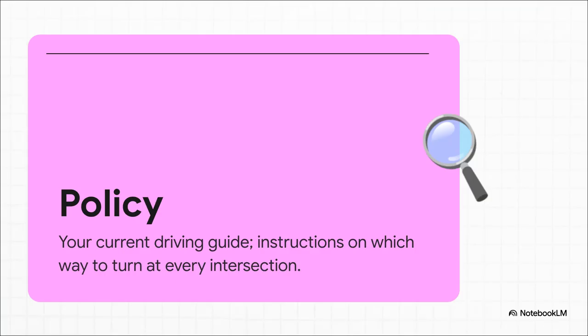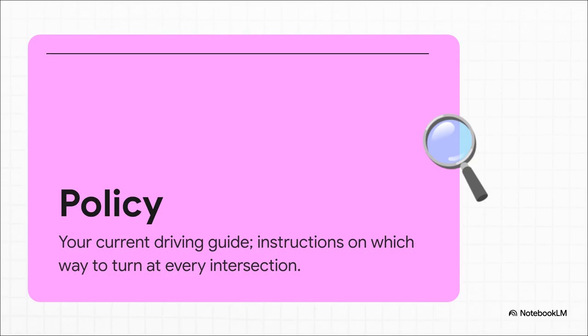First step, let's define a key term, policy. What is it? Well, in our analogy, the policy is just your current driving guide. That's it. It's a big book of instructions, and for every single intersection, it tells you exactly what to do. Turn left, turn right, or go straight.